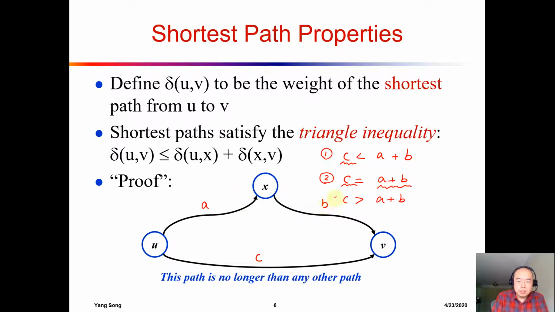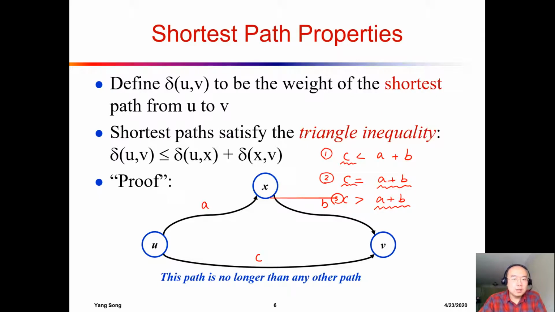And then how about case 3? For case 3, which one will be the delta? The delta will be A plus B, right? So depending on which case we are in, delta UV will always be the smaller value between C and the sum of A plus B. Anyhow, this property is guaranteed. So the shortest path between U and V will be either equal to delta UX plus delta XV, or it is smaller than delta UX plus delta XV.